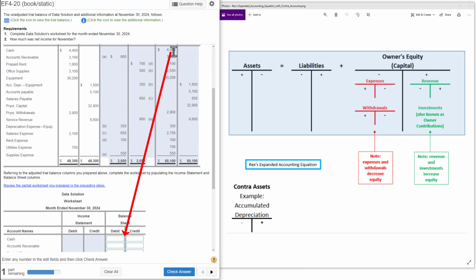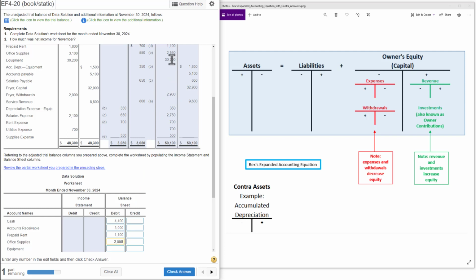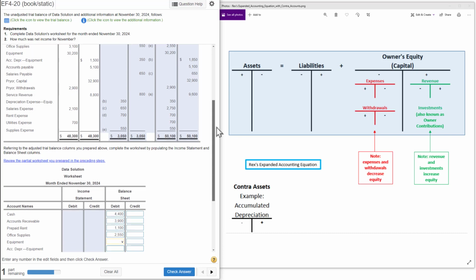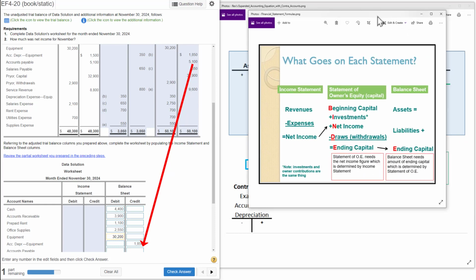So we got 4,400 for cash. AR is 3,900. Prepaid rent is 1,100. Office supplies is 2,550. Equipment is 30,200. And then we have to bring over the contra asset, 1,850. Oops, I tried to do Control V to paste it and I actually hit V. So our equipment was 30,200. There we go.